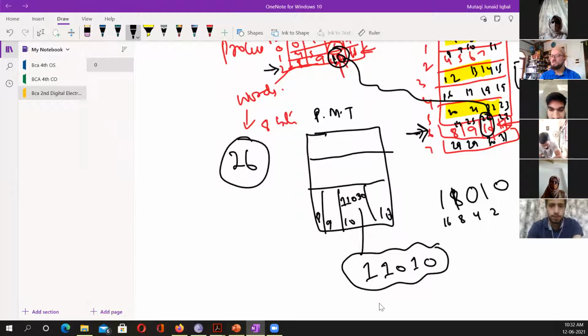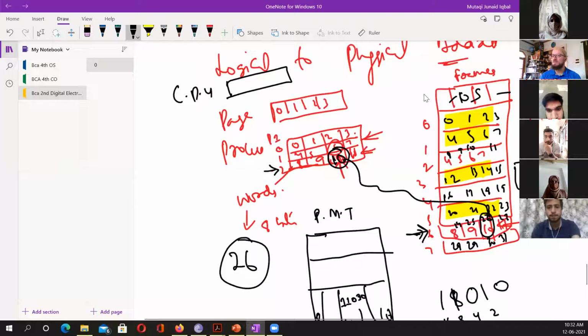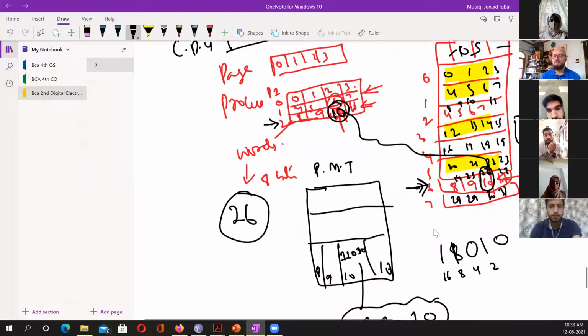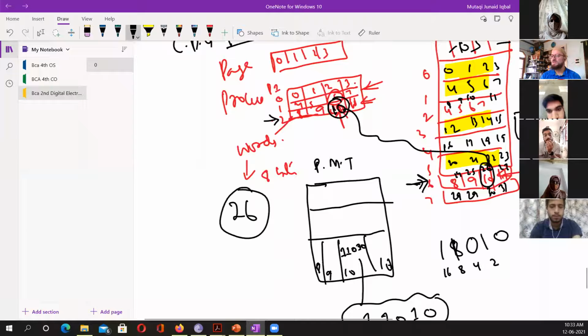Okay, so this is how we convert this. We say how many pages, frames we have. How many frames do we have? We have 8 frames. Okay, how many bits are required for 8?